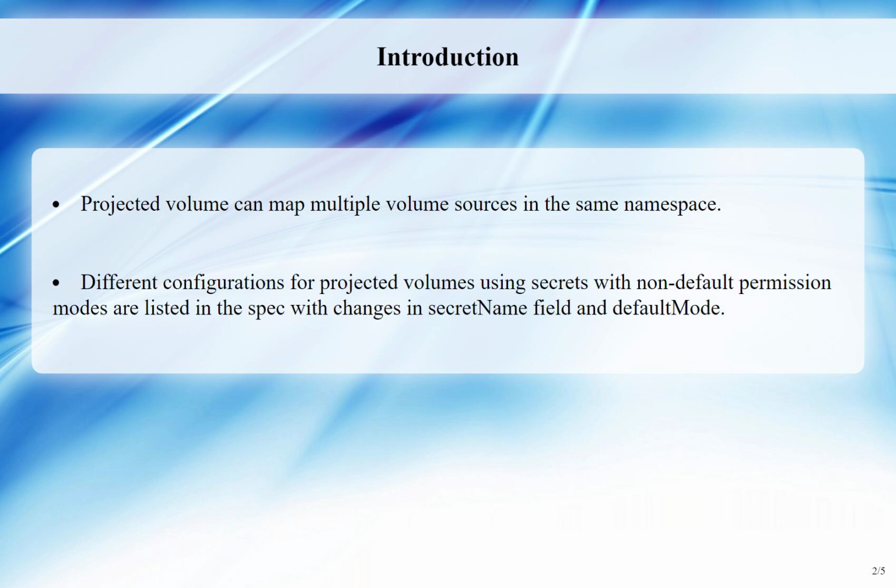The text provides examples of configurations for projected volumes using secrets with non-default permission modes. Each projected volume source is listed in the spec under Sources, with parameters mostly the same except for changes in the secret name field and default mode.